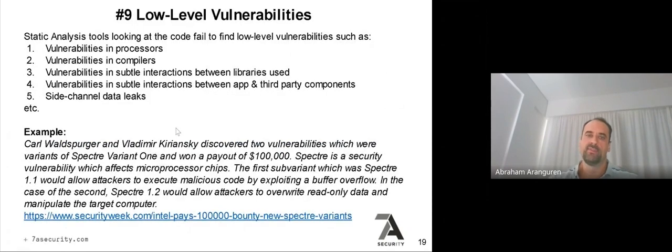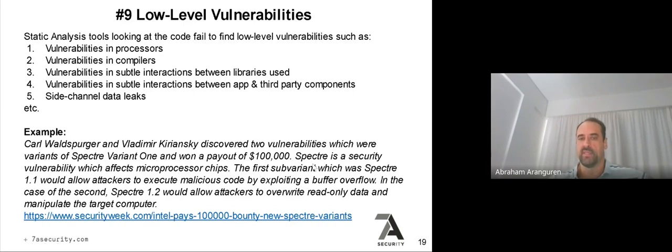And then you have low-level vulnerabilities, right? Sometimes you write your code, but then there's the compiler, then there's the dependencies, and then there's the whole interaction of everything working together. And sometimes this leads to some low-level problems that were unexpected. So you can have vulnerabilities in processors, in compilers, in subtle interactions between the libraries used, in subtle interactions between the application and third-party components, side channel data leaks, and other problems like that.